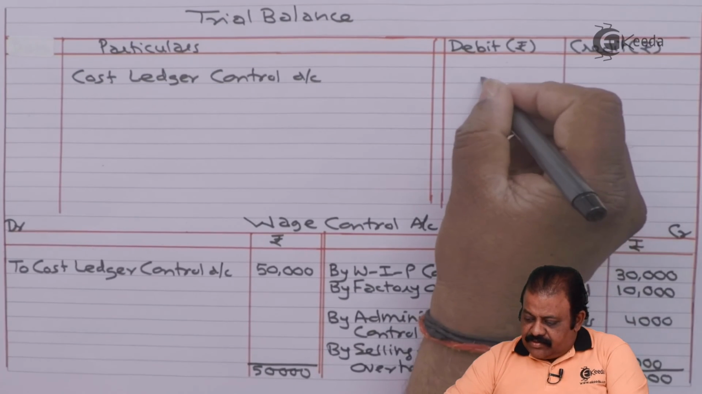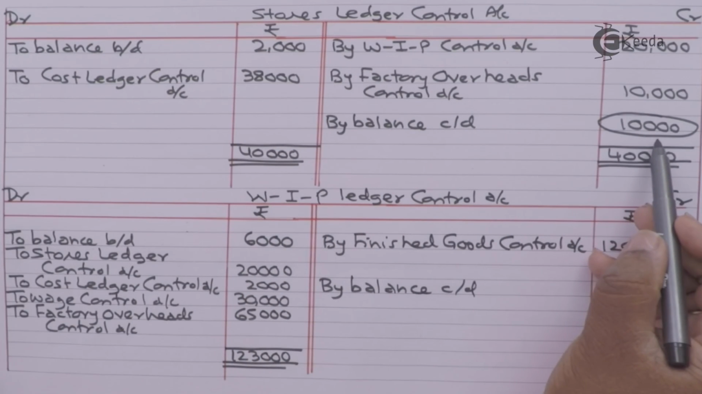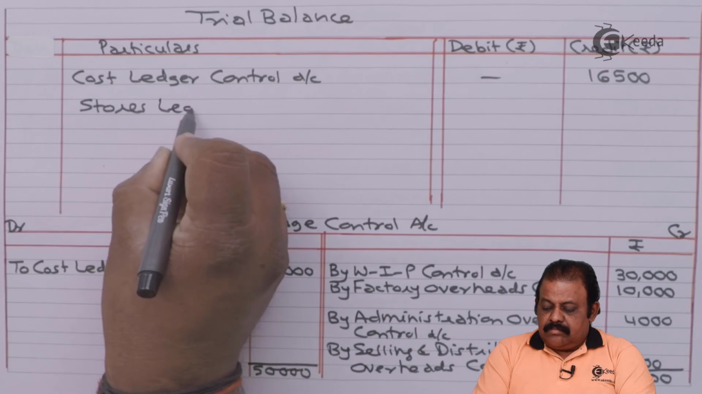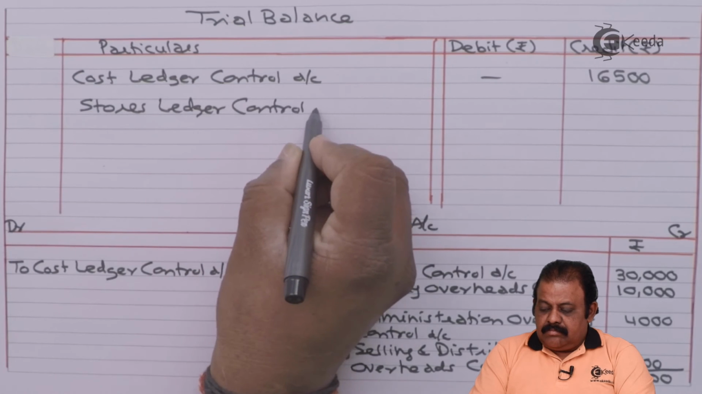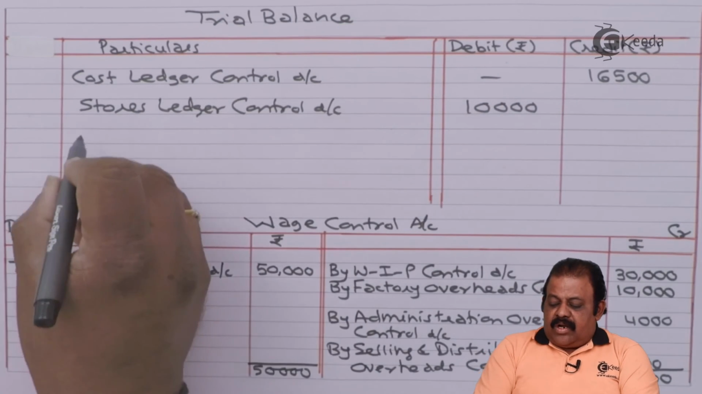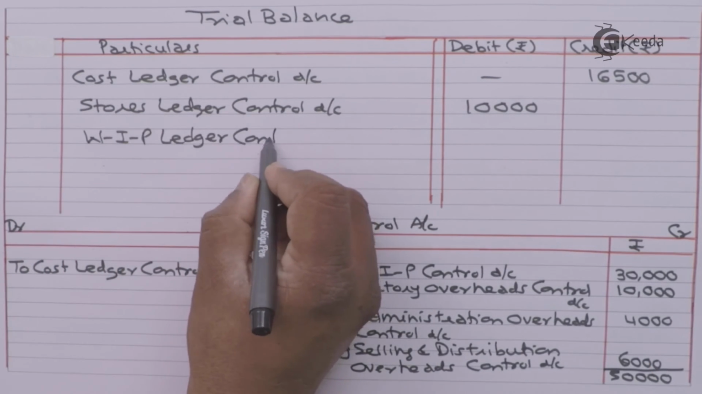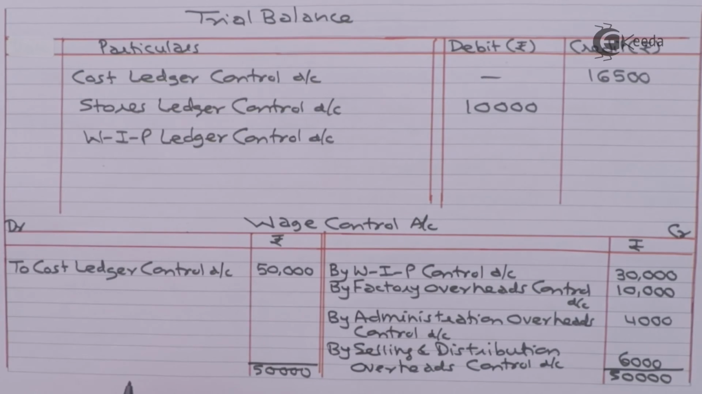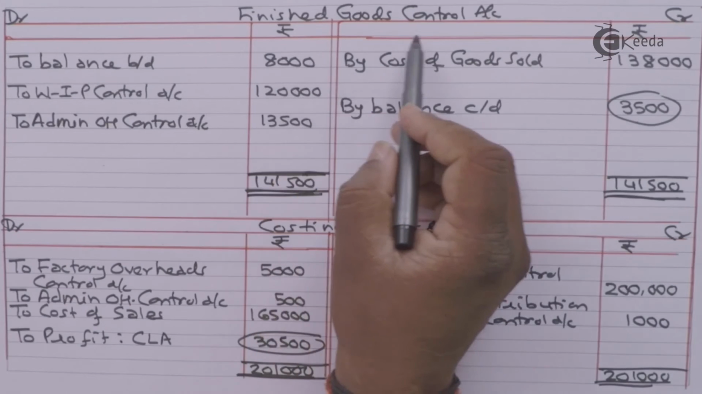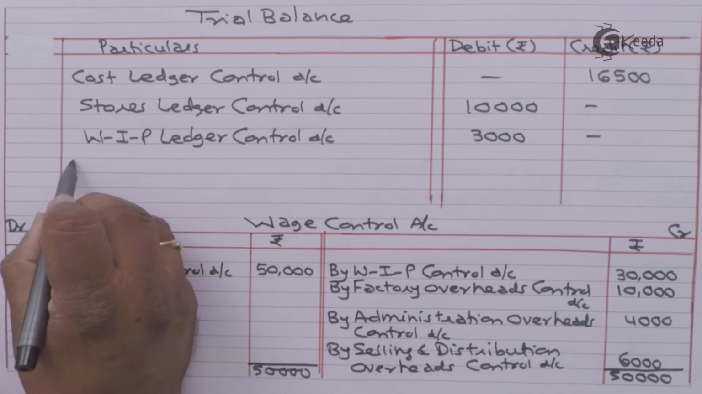The credit balance, stores ledger control account, 10,000. WIP control account, 3,000. Debit balance 10,000. Store ledger control account, work in progress ledger control account, debit balance 3,000. Finished goods control account, balance 3,500.